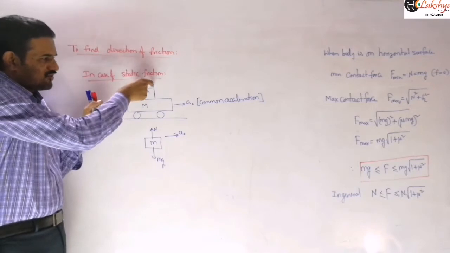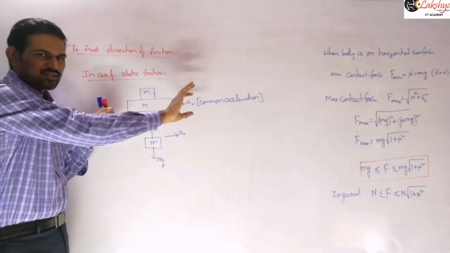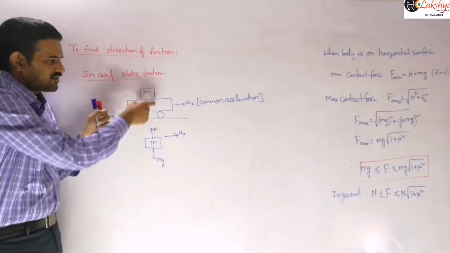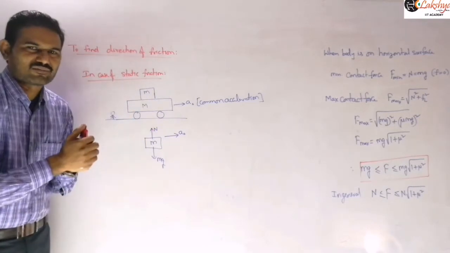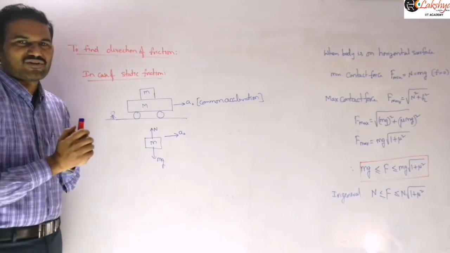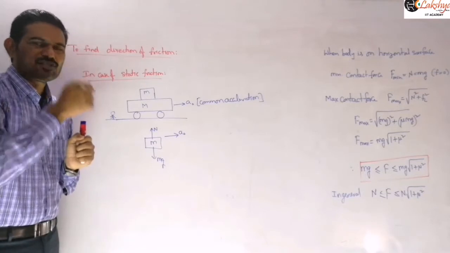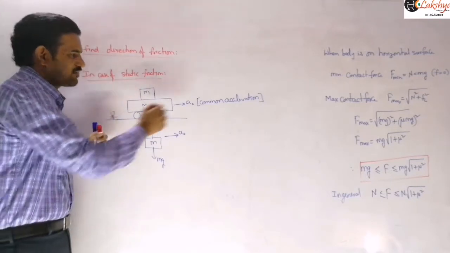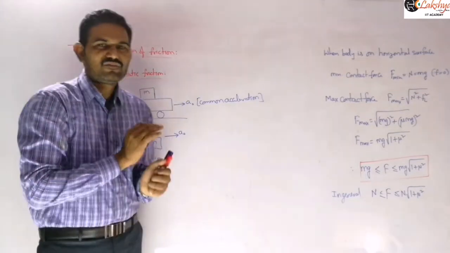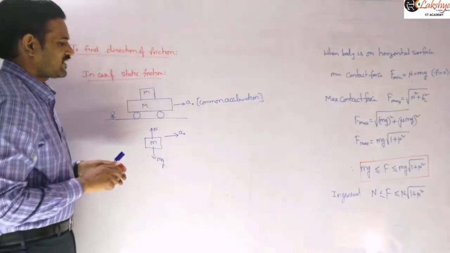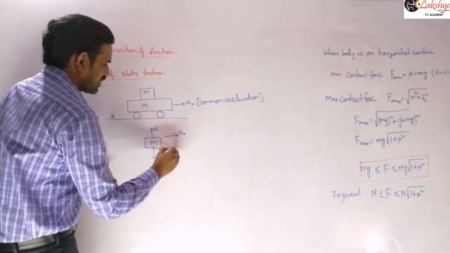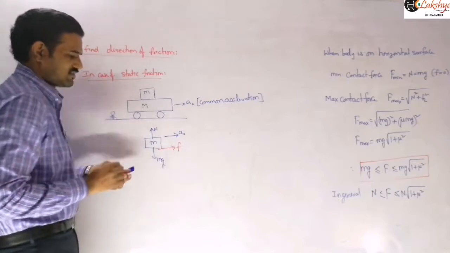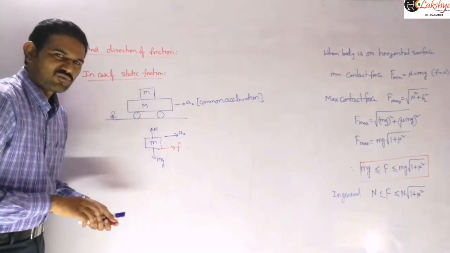So the block will remain here only, the truck will accelerate, and finally the block will fall on the ground. So it won't move if the surfaces are smooth. But here, if it is moving, it is moving because of this frictional force only. So definitely this frictional force should be in the forward direction.